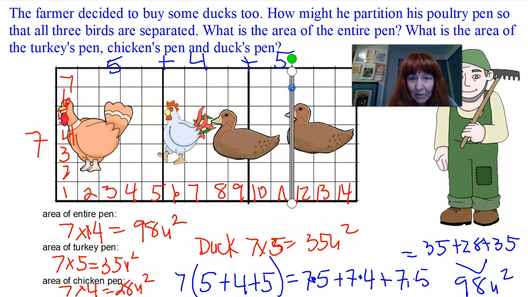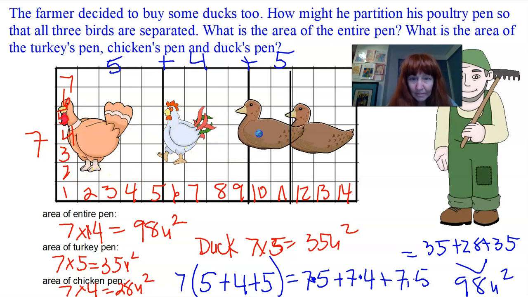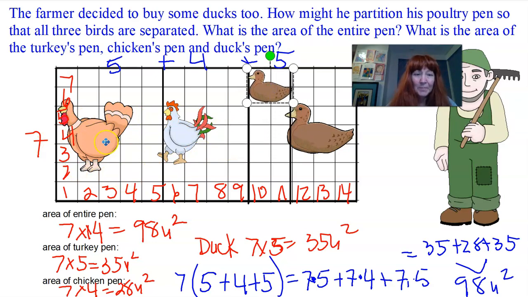So now I could create 7 times 5. Oh, this poor little duck, let's make it smaller so it actually fits in the pen. There we go. This would be 7 times 5 plus 7 times 4 plus 7 times 2 plus 7 times 3. So I can break up this 14 unit pen into 2 different sections, 3 or 4, and however many sections I make, that's how many times I'm distributing.